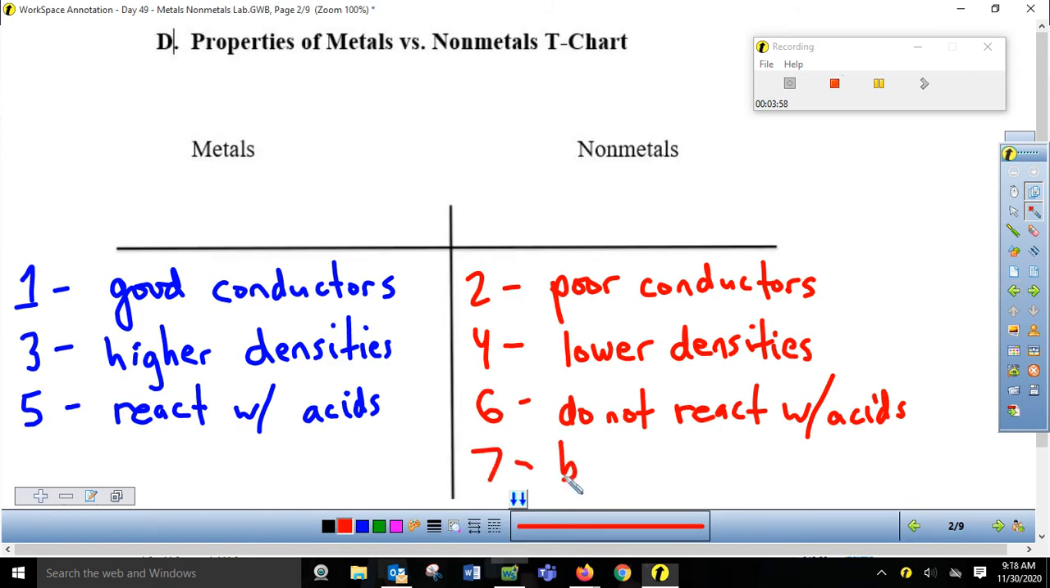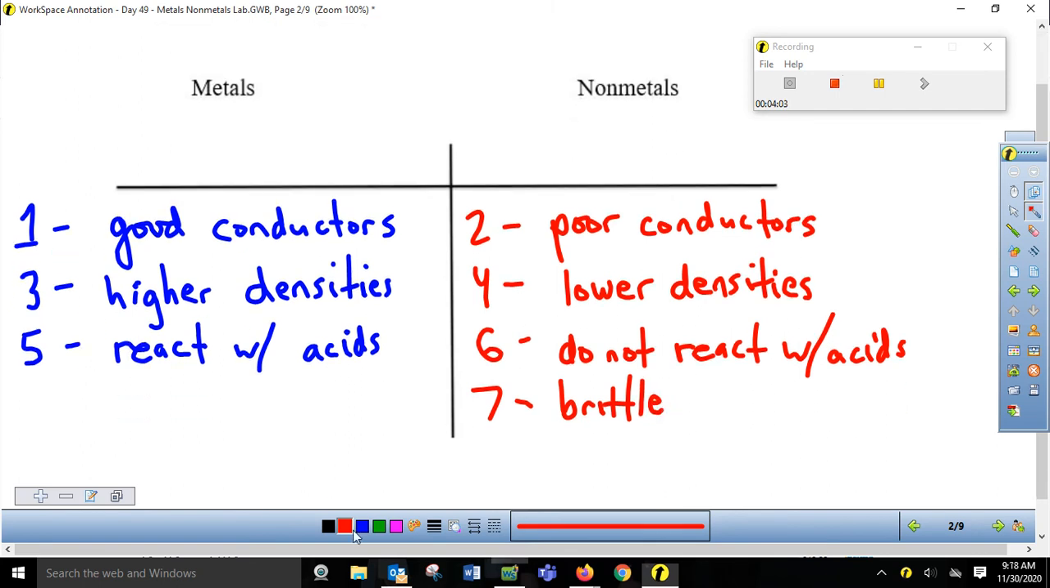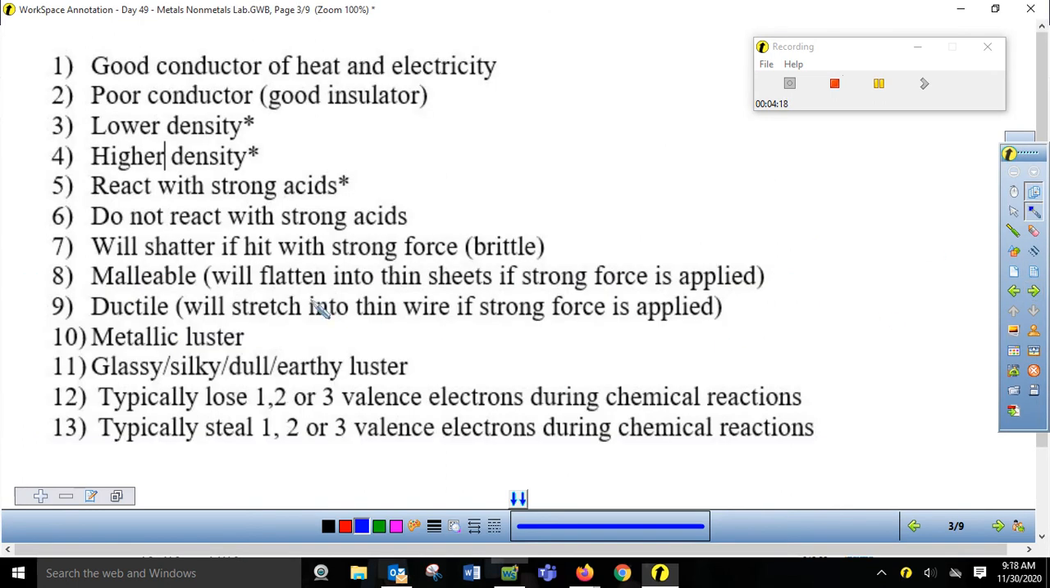So I'm going to write for number 7, nonmetals are brittle. Hit them with a hammer, they're going to break into a bunch of different pieces. And number 8 here, metals are malleable. And we'll learn next unit, unit 6, our chemical bonding unit, why that's true. Alright, so we can hit it with a hammer and see what happens. If it shatters, you know it's probably a nonmetal. And if it doesn't shatter, if it flattens, it's a metal.